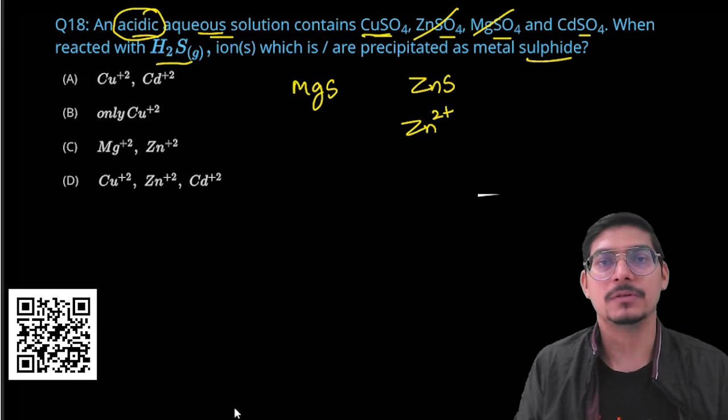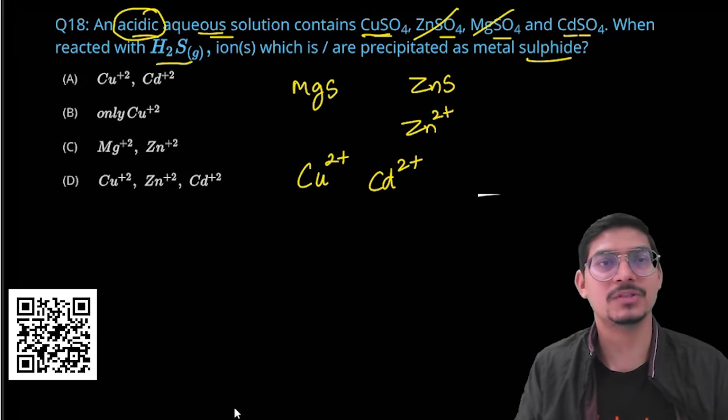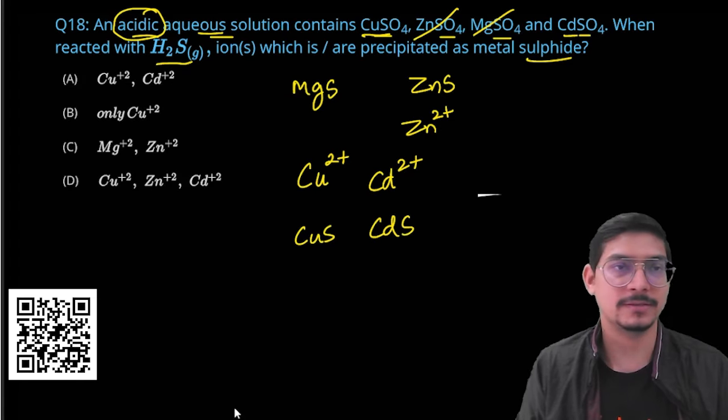That leaves us with copper and cadmium ions. Both of these ions belong to group 2 in cation analysis, and both of these cations in acidic medium on reaction with H2S will precipitate as the sulfides, which are CuS and CdS. So the correct answer to this question will be option A.